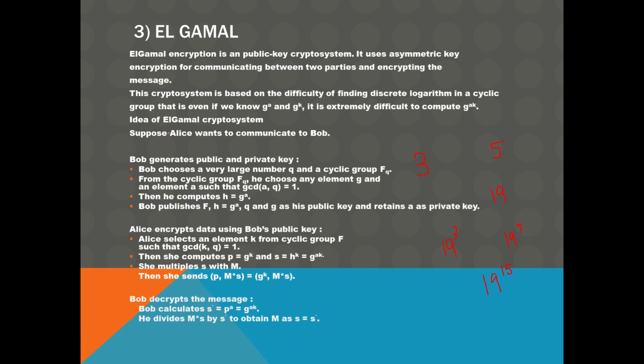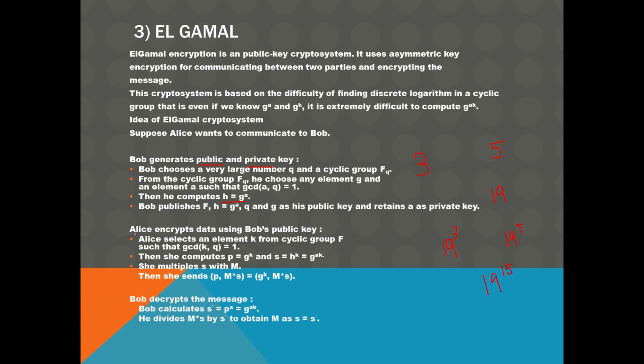And suppose I want to give one example. Consider the same example, Alice and Bob. Bob generates a public key and a private key. Bob chooses a very large number Q and a cyclic group F subscript Q. From the cyclic group FQ, he chooses any element G and an element A such that GCD of A and Q equals 1. Then he computes H equal to G to the power A. Then Bob publishes F, Q, G and H equal to G to the power A as his public key and retains A as a private key.